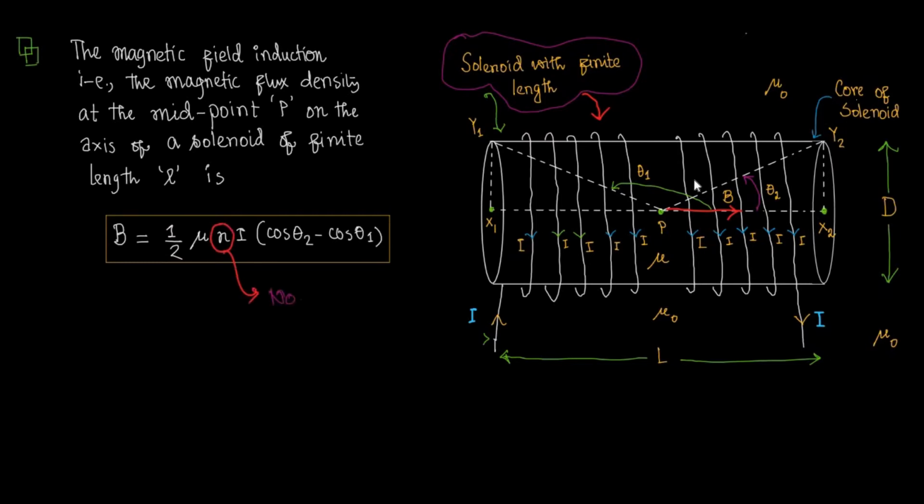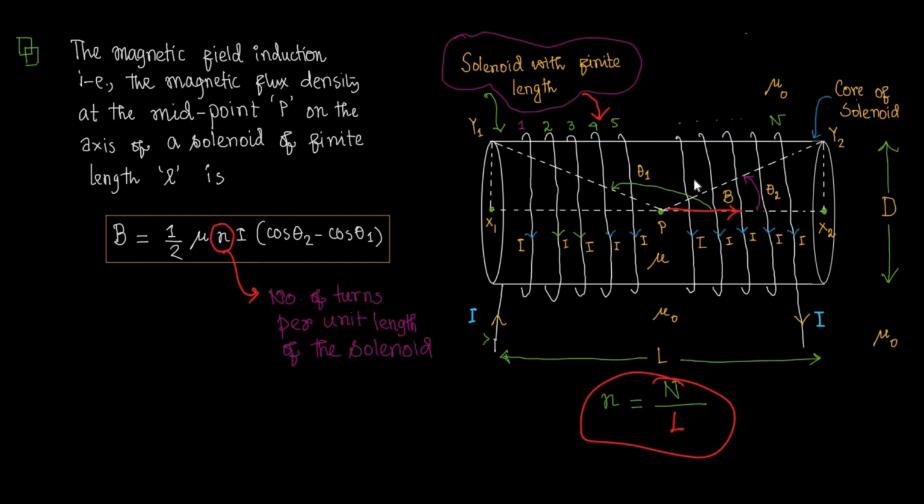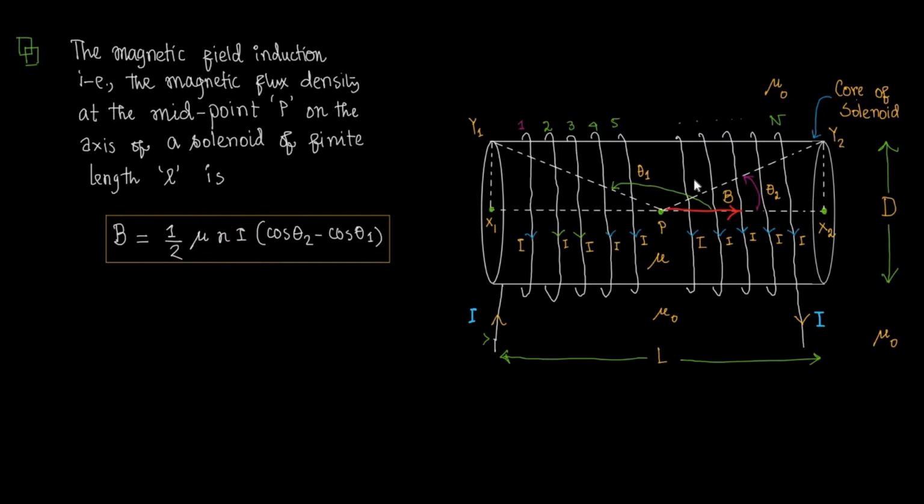Small n is the number of turns per unit length of the solenoid, where small n is equal to capital N by L. Here we can denote the number of turns 1, 2, 3 up to capital N. Capital N is the total number of turns, and small n equals capital N divided by capital L, which is the number of turns per unit length of the solenoid.